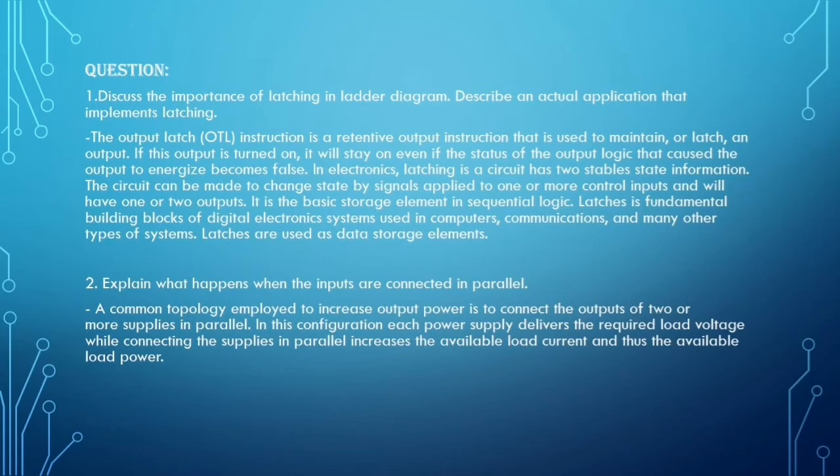For question number 2, explain what happens when the inputs are connected in parallel. A common topology employed to increase output power is to connect the outputs of two or more supplies in parallel. In this configuration, each power supply delivers the required load voltage while connecting the supplies in parallel increases the available load current and thus available load power.